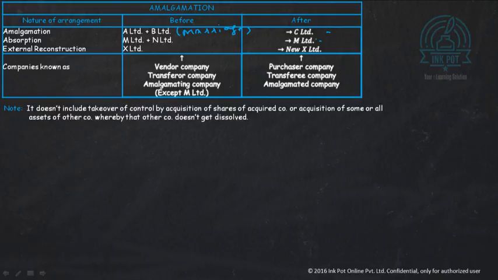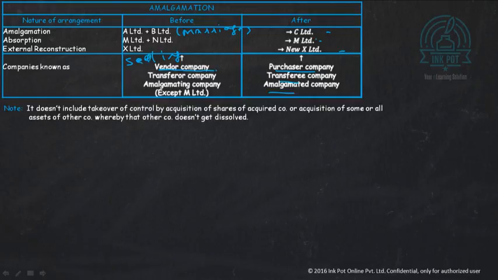These companies, A Limited and B Limited, M Limited, N Limited, and X Limited, are known as vendor companies. Why vendor companies? Because they are selling their business. And these are known as purchaser companies, transferee companies, or amalgamated companies. Why? Because they are purchasing the business.